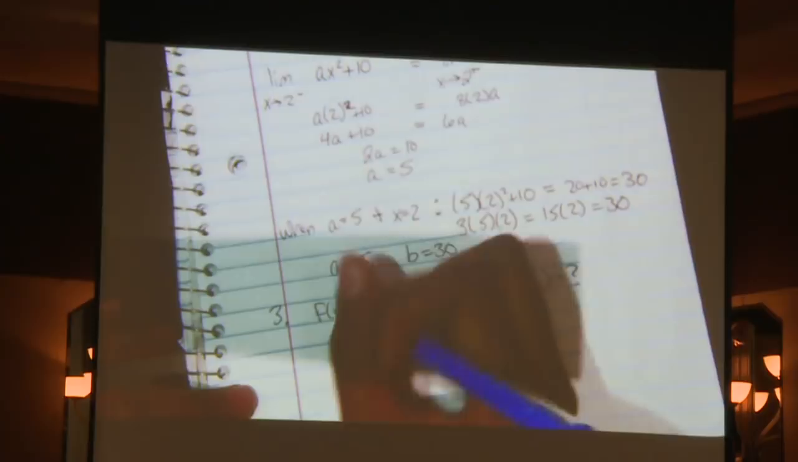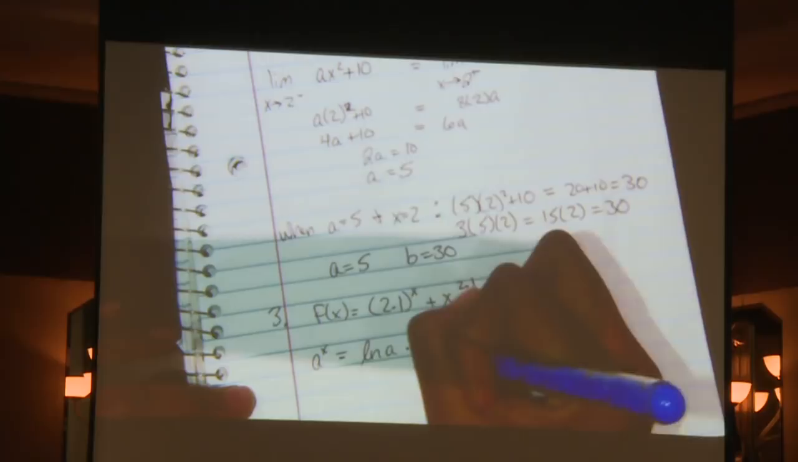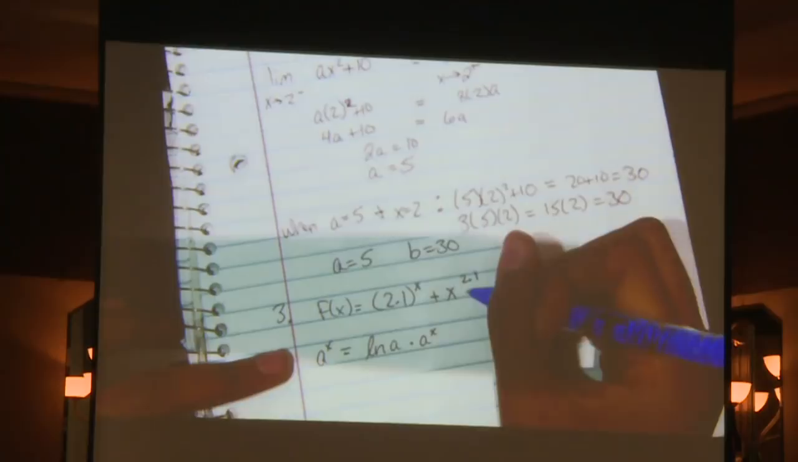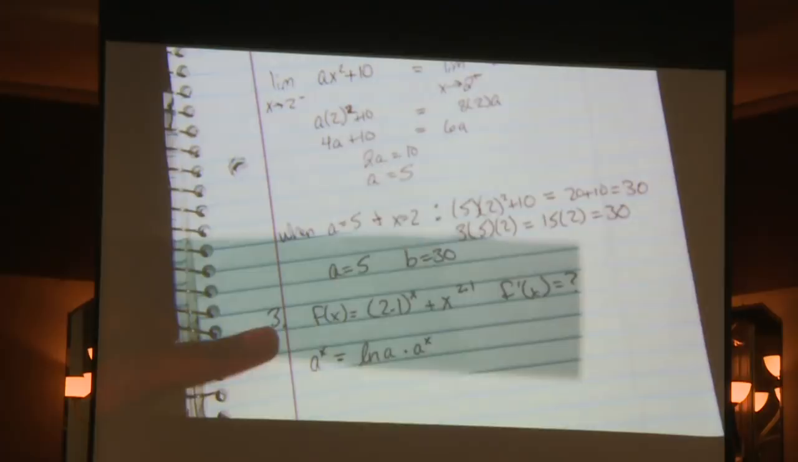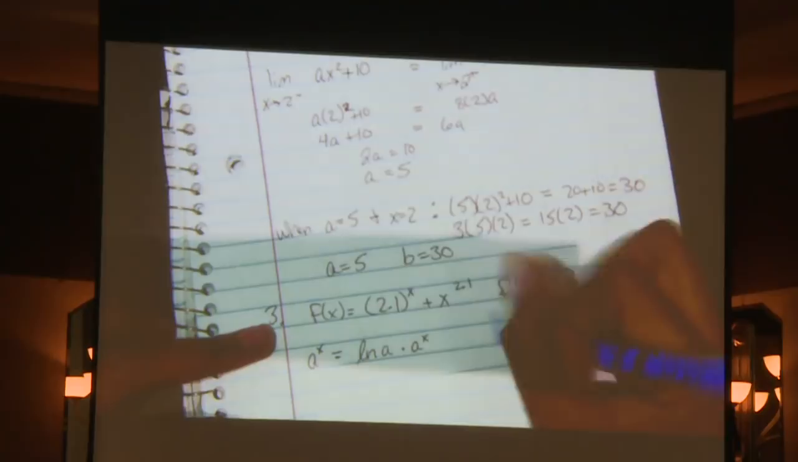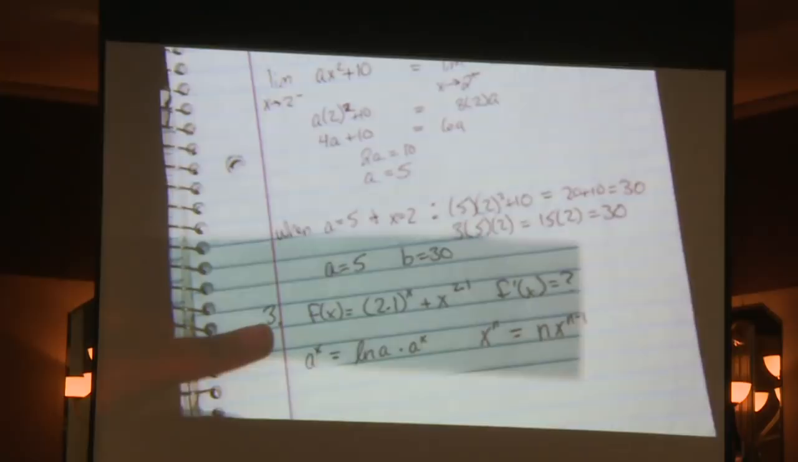A to the x gives you ln of a times a to the x. Always, every single time. So with this rule, I'm sorry, the derivative. Well, that's the derivative, that part. It's not actually equal, but you all should know that. So x to the n gives me n x to the n minus 1. That's the formula for the derivative of x to the n every single time.